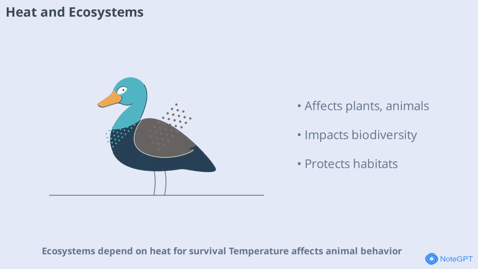Ecosystems depend on heat for survival. Temperature affects animal behavior, plant growth, and the distribution of species. Extreme heat or cold can disrupt ecosystems, leading to changes in biodiversity. Studying heat helps us understand and protect natural habitats.